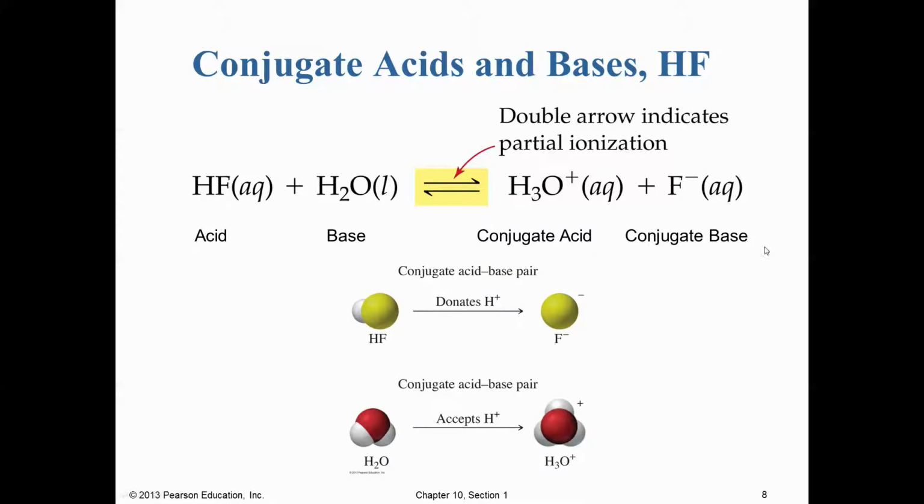So the conjugates will always be on the right side. Our acid forms the conjugate base when it loses a proton. Our base forms the conjugate acid when it gains a proton.